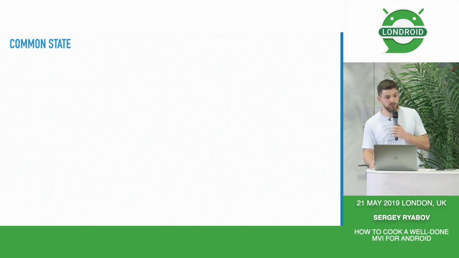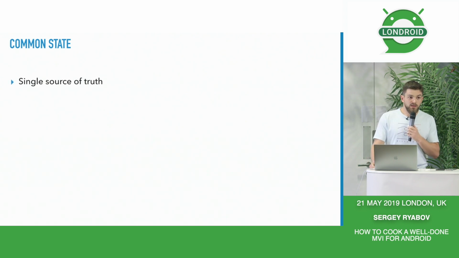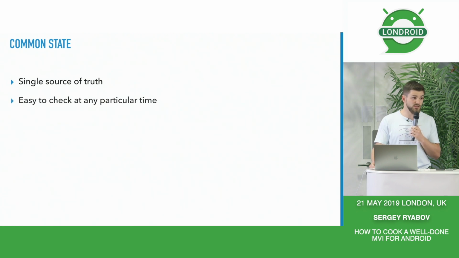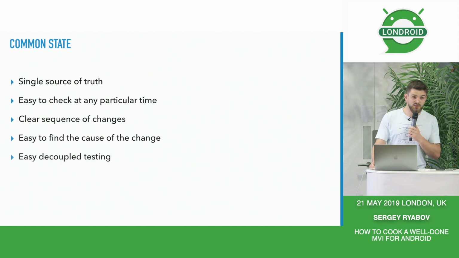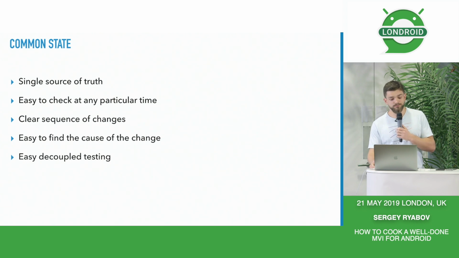Why is that? I will highlight some pros. If we gather all the state in one place, it will be a single source of truth, not just a bunch of flags and primitives scattered across our application. It will be easy to check this state at any particular time because it won't be scattered. It will be in one place. If we have one place to change it and check it, we may observe a clear sequence of these changes, and that makes it quite easy to find the problem when some state change crippled our application. As a side benefit, we get easy decoupled testing, since our state is in one place.